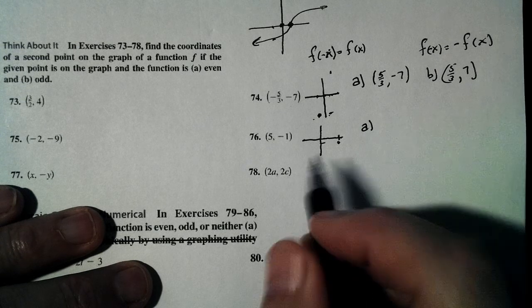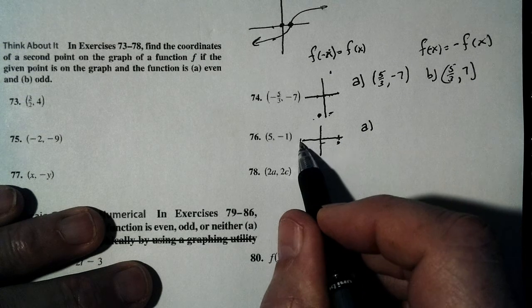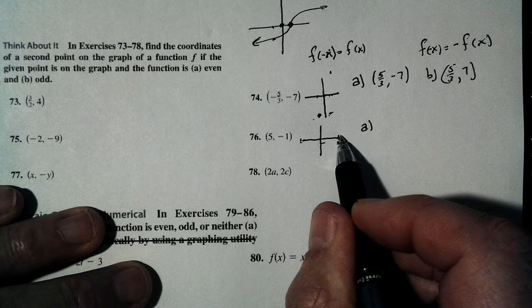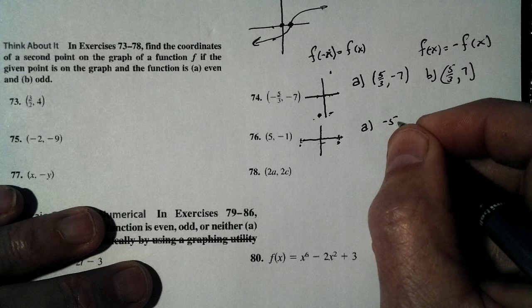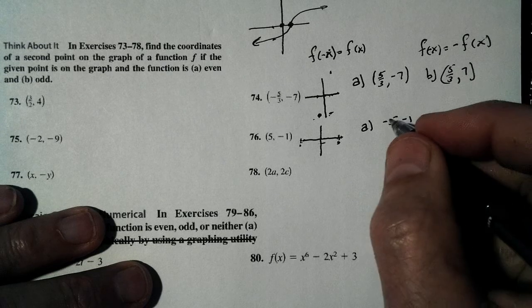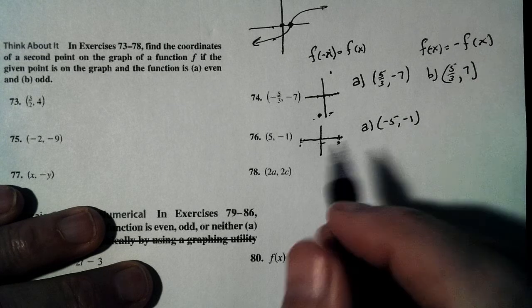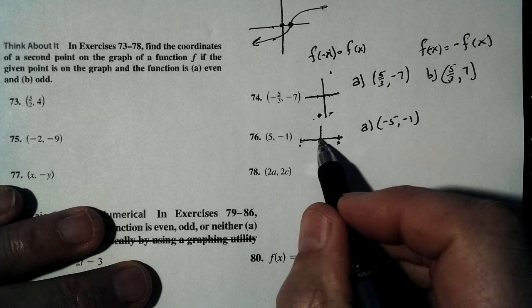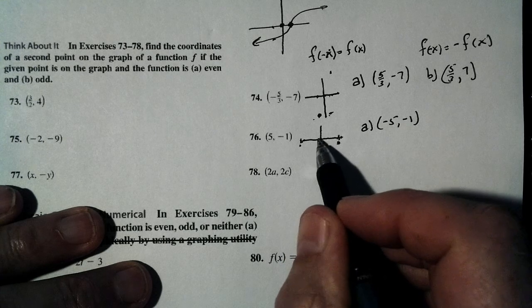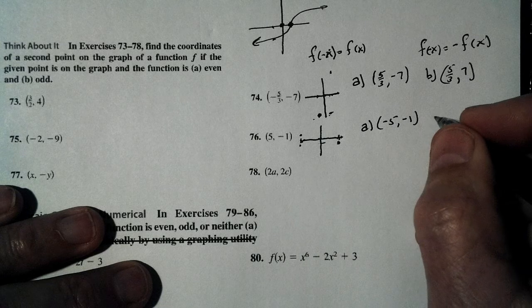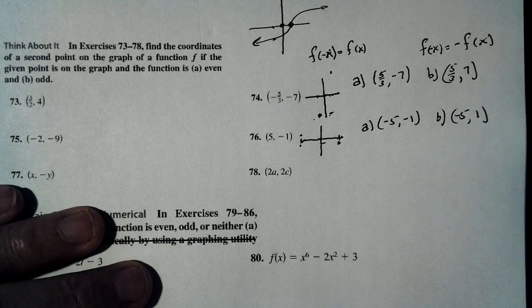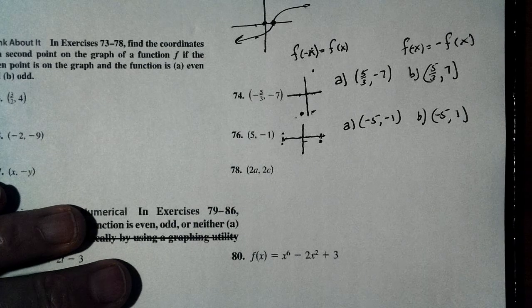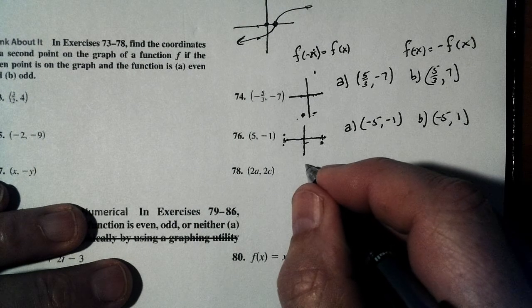A, even, so the height to the left would be the same as the height to the right, would be left 5, down 1. Odd, the height to the left 5 would be the opposite of negative 1, would be positive 1. Okay, let's make certain we've got that.